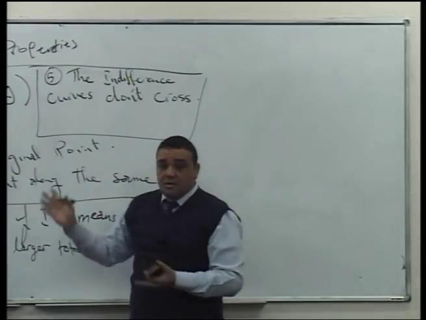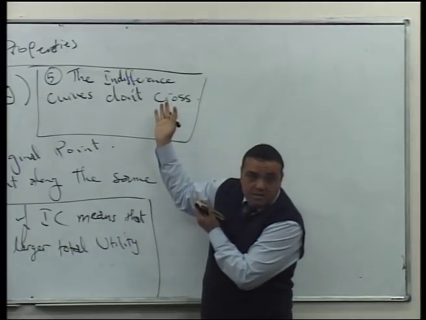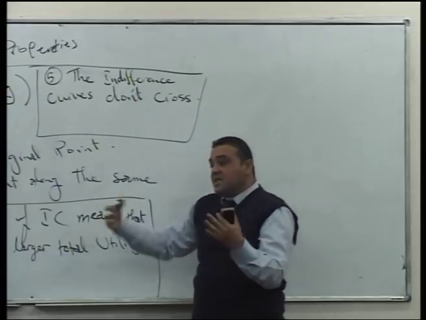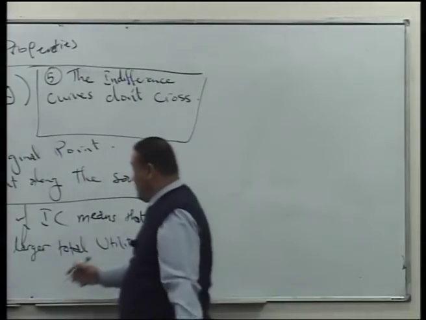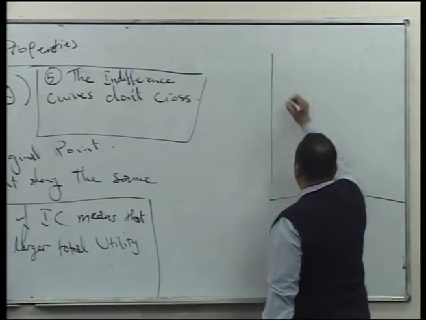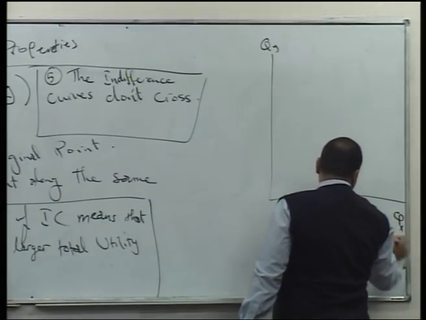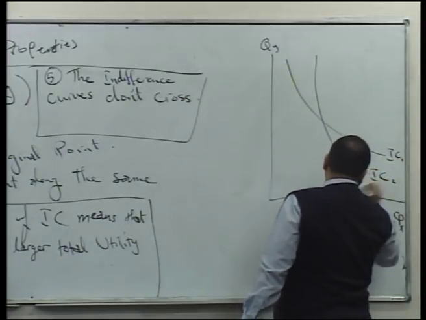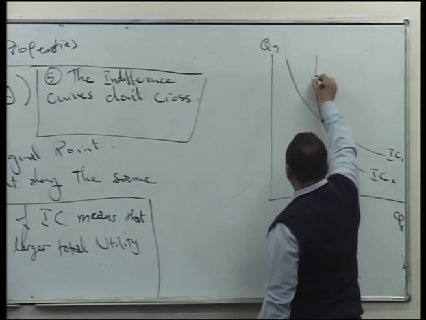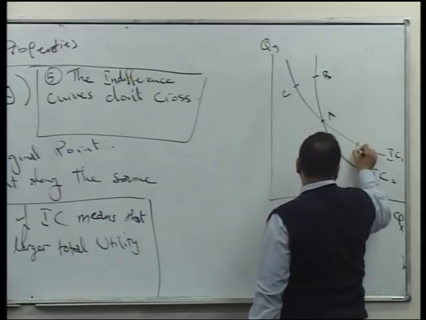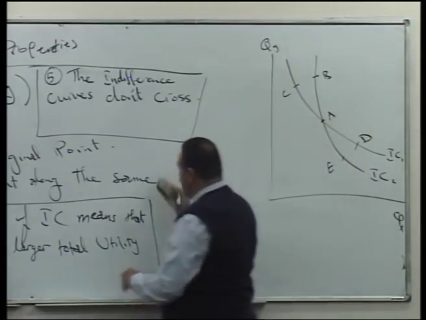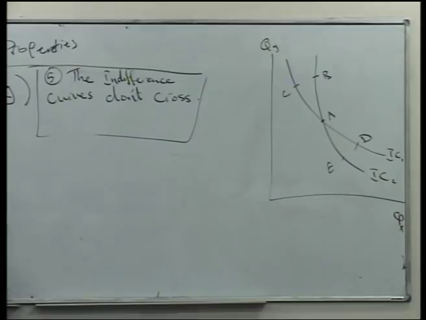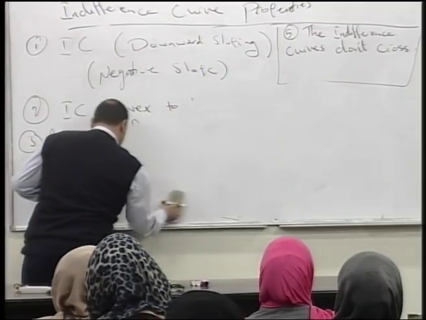To prove this assumption, we need to prove that the indifference curves don't cross. Let us assume that there is a cross between two indifference curves, quantity y and quantity x. Here are IC1 and IC2, with points A, B, C, D, and E. We're going to prove that there is no intersection between two indifference curves.